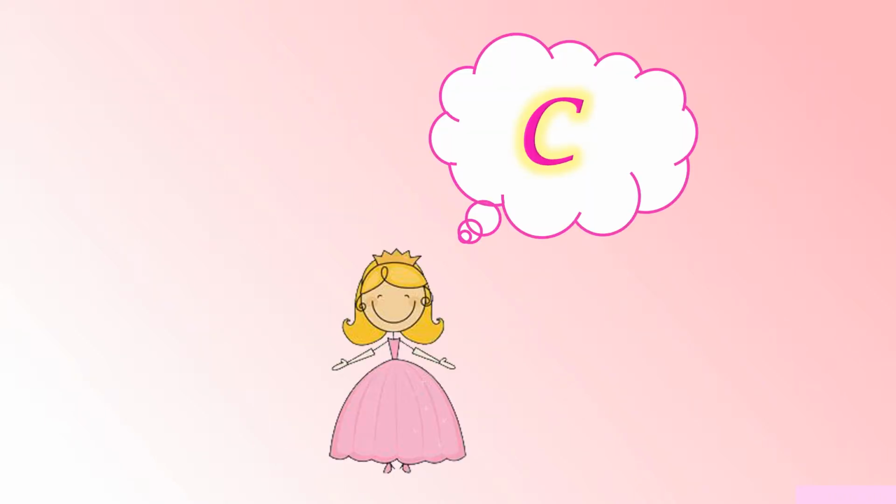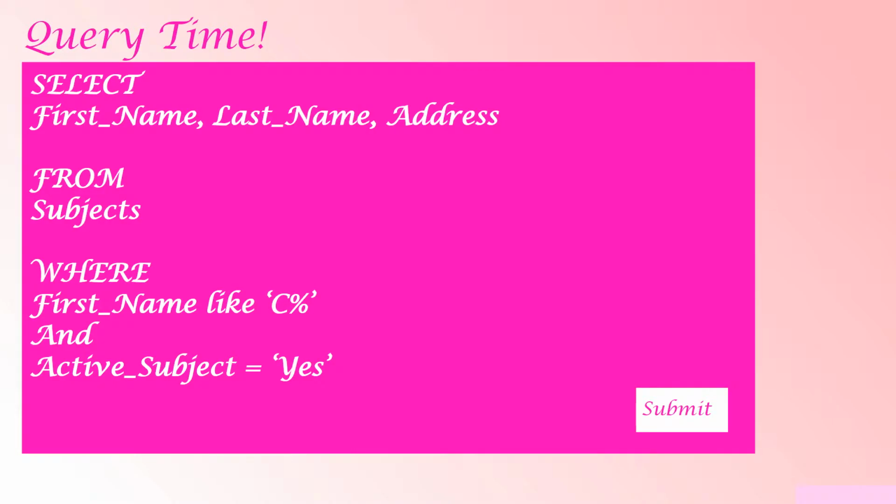So Cinderella is throwing a party to celebrate her name starting with the letter C. She is going to invite all subjects who also have a first name that starts with the letter C. So the query would look something like this. Select first name, last name, address, where first name, like C, percentage sign, and active subject equals yes.